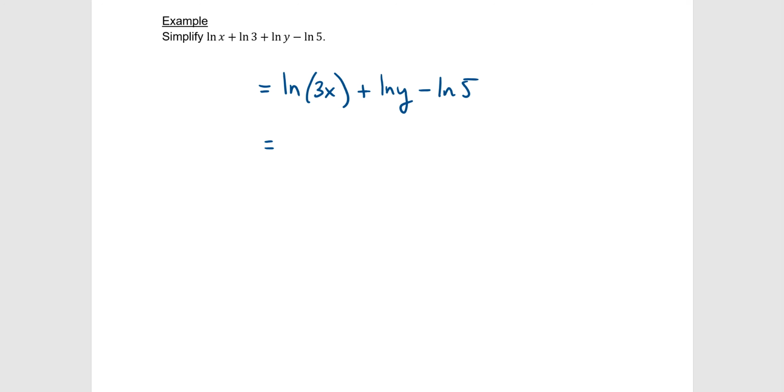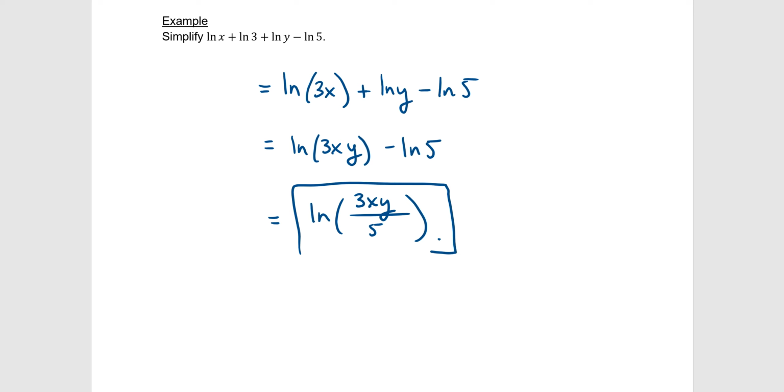Okay, now let's take a look at these two, ln of 3x plus ln of y. That is product rule once again. We combine them by multiplying those inputs. And then the last thing here, now this is quotient rule because they're being subtracted. That's going to be the ln of 3xy divided by 5. And it's divided by because of the subtraction.